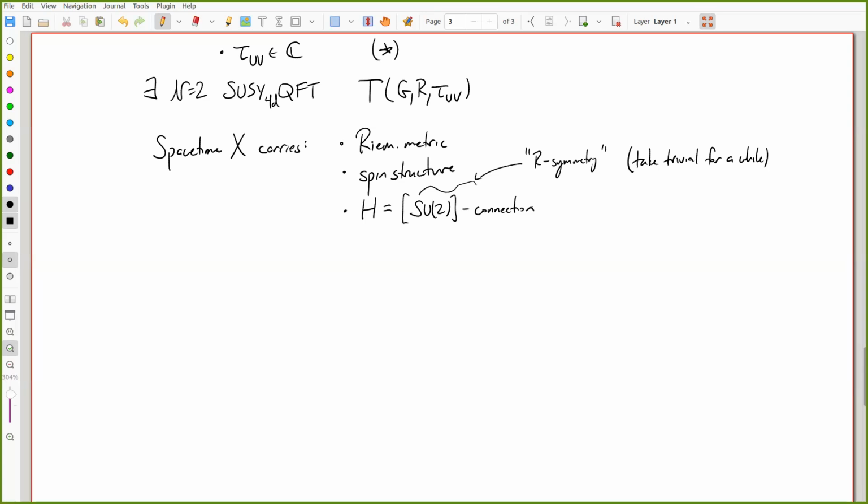Okay, so where does it come from? How do you construct this theory?